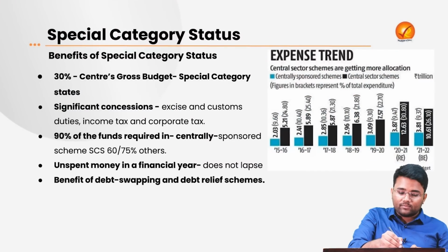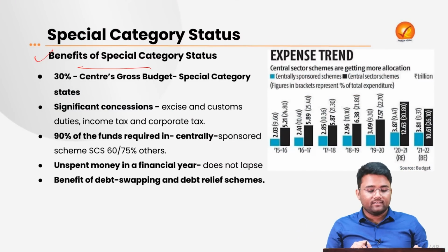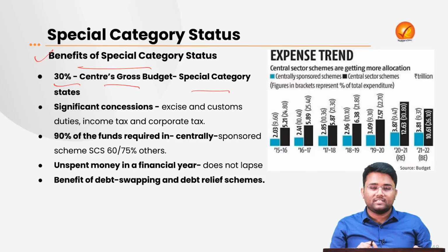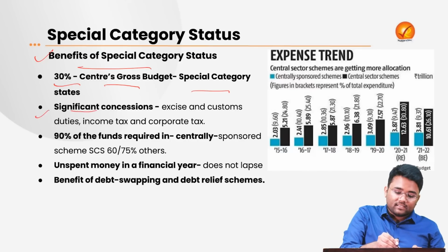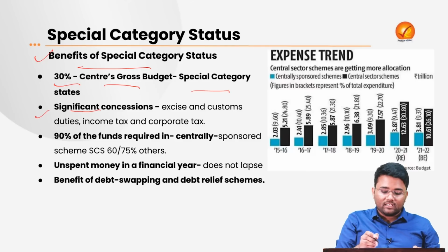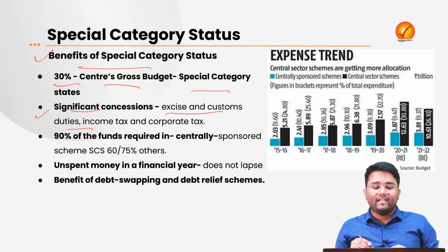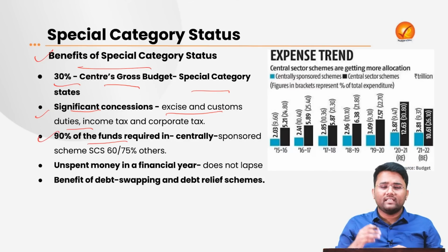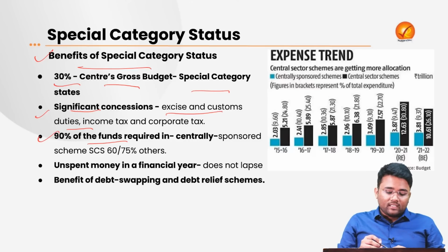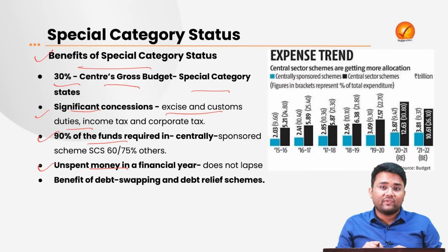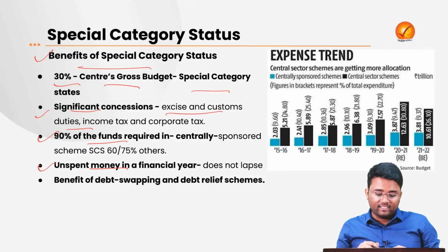Various benefits that special category status states were getting: 30% of the center's gross budget was being allocated for the special category states. Then these states were also getting significant concessions in excise and customs duties, income tax and corporate tax. 90% of funds that are required in centrally sponsored schemes for SCS status states is given by the center itself. The unspent money in any financial year does not lapse after the completion of that particular financial year. Rather, that can be carried forward for that state.